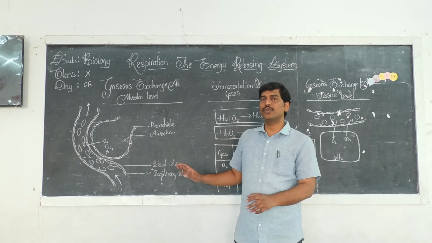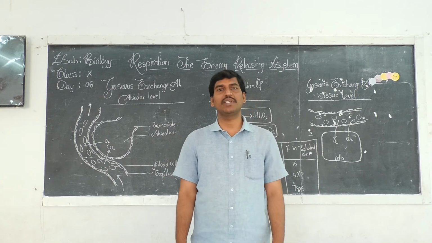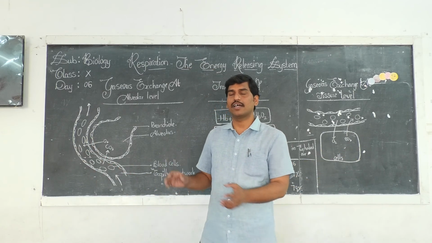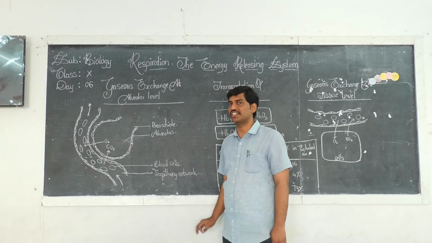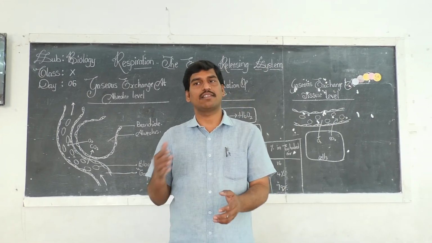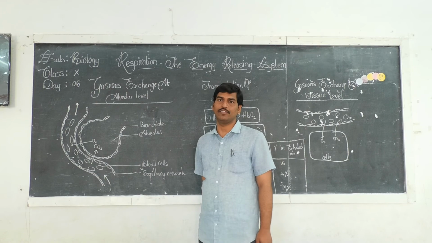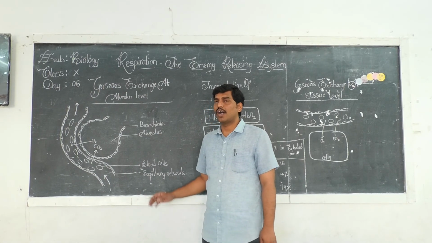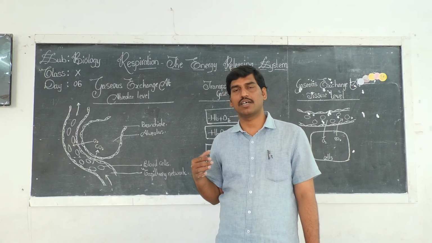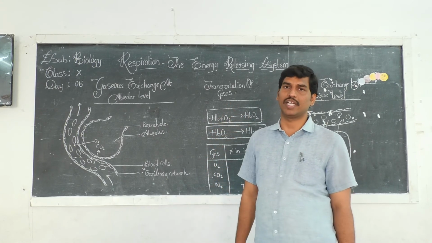I told you that because of alveoli, the surface area of the lungs is increased, and when you open and spread the alveoli, they cover nearly 160 square meters. Since the surface area is increased, the rate of gases exchange can also be increased because of these alveoli. So now, because of the process of inhalation, the air is entering into the alveoli.